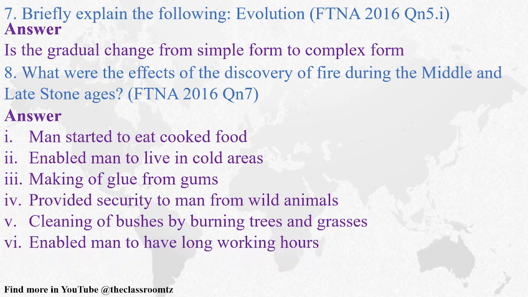Fire enabled man to have long working hours. So also here, we can see man controlling nature. Previously, according to nature, man was supposed to work from morning to evening. At night, because of the dark, man was not able to work. But after discovering fire, man could decide: let me sleep in the daytime and go to work at night, because I have a source of light.